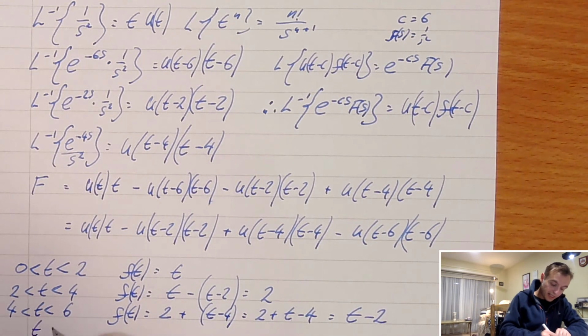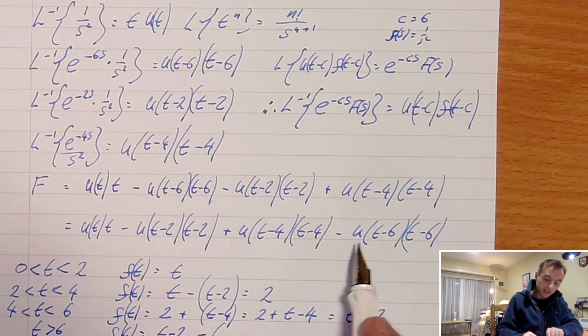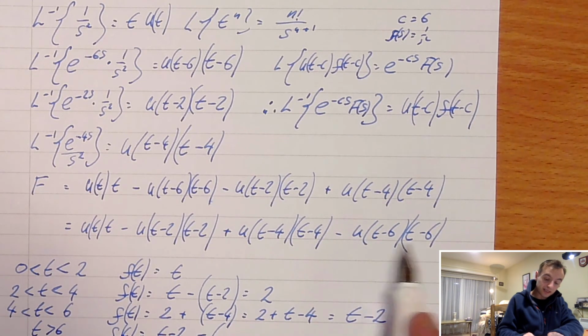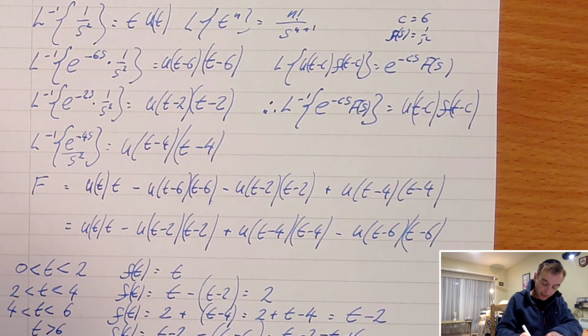And then for t greater than 6, f of t is going to be everything that came before, which is now t minus 2. But we're actually going to be subtracting, because this is a minus now. When t equals 6, we have another function, t minus 6, that's the negative. So that's going to be equal to t minus 2 minus t plus 6. So the t minus t's will cancel, and 6 minus 2 is 4.